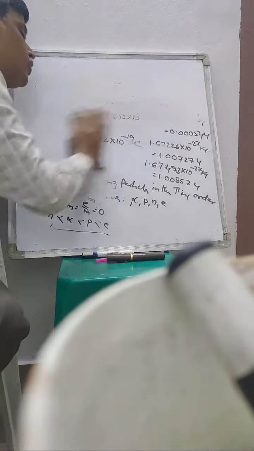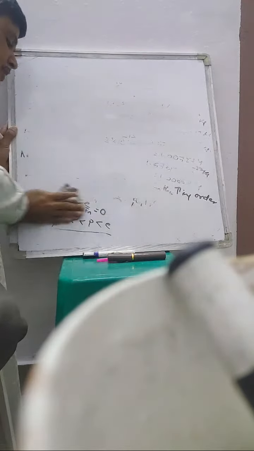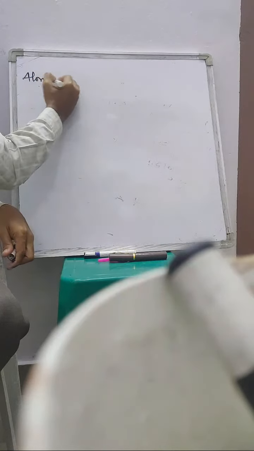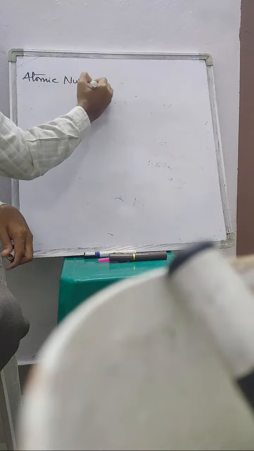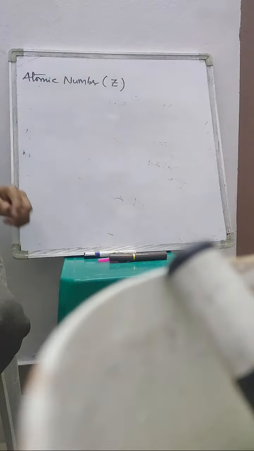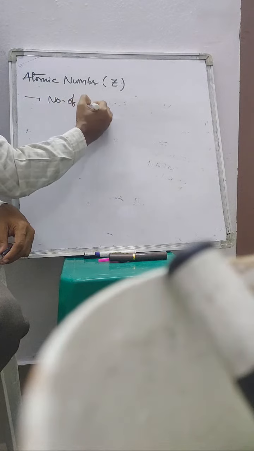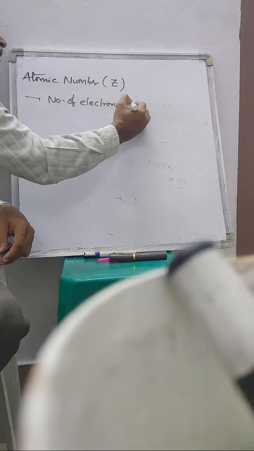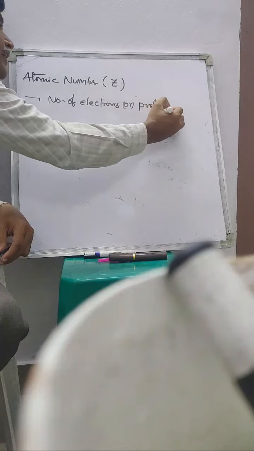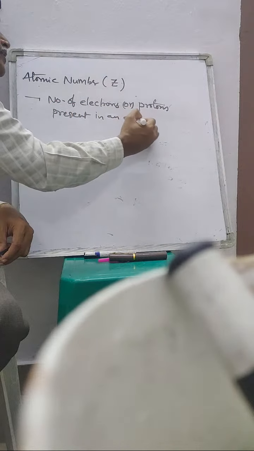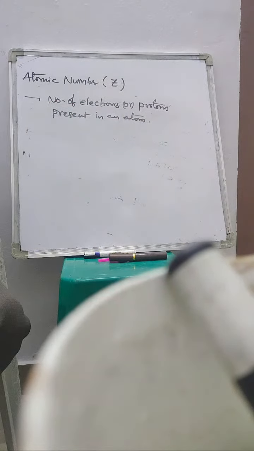Now, next we need to know what is atomic number and what is mass number. What is atomic number? Atomic number is denoted with Z. Here, atomic number means the number of electrons or protons present in an atom.